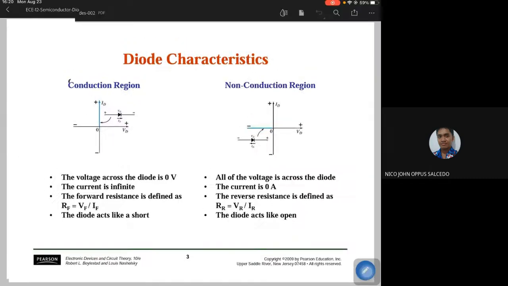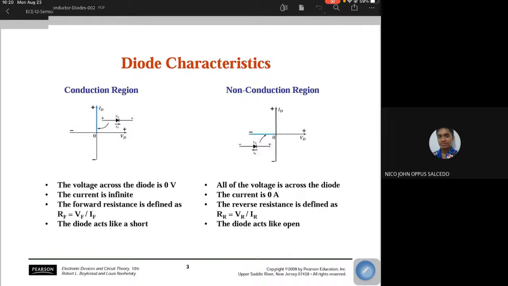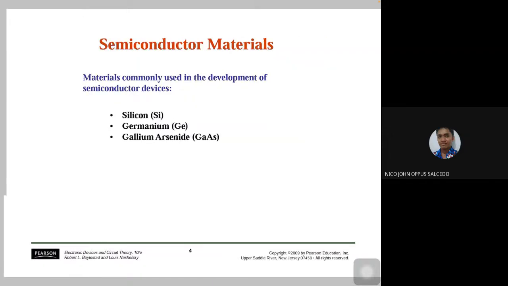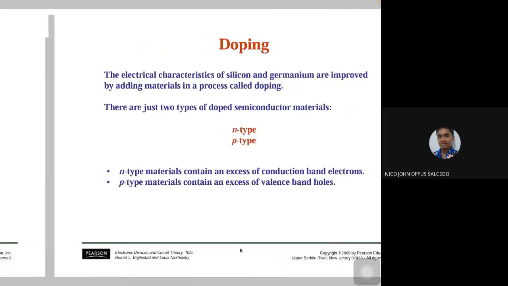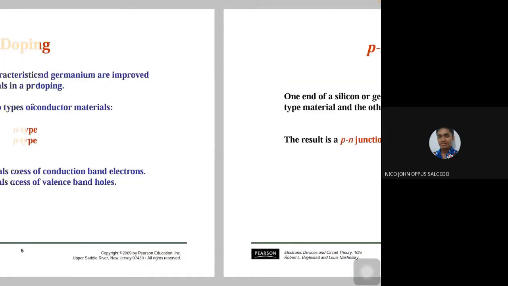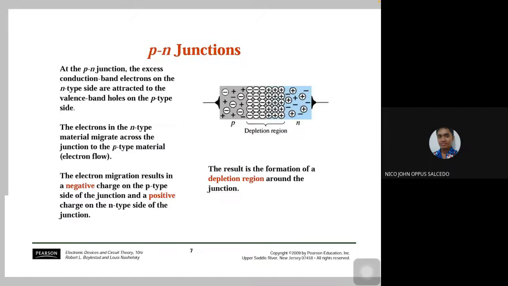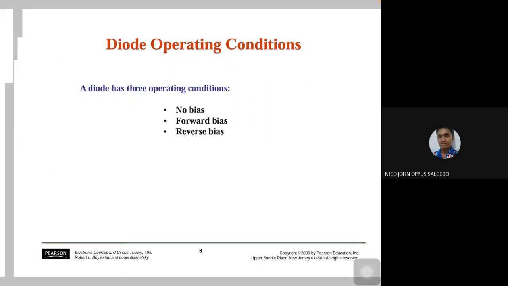The current is infinite, the current is 0. So, duha lang, no? Inverse. Kanina, naman naman ito ni ganina. Semiconductor material, doping, PN junction, depletion region. Same concept, different slides. The diode has 3 operating conditions. This one. So, tulo ang operating conditions. No bias, forward bias, and reverse bias.